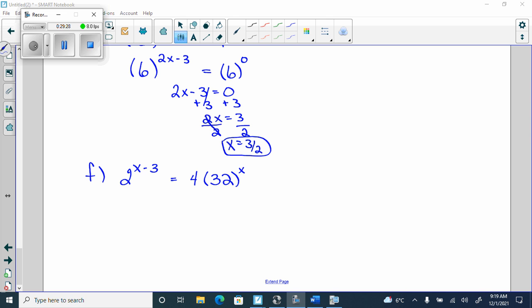What could we do, though? Because 4 and 32 have the same base. Yes, what base could they be? 2. Yes, good job. So we can make them all be base 2. 2 to the x minus 3. 4 is to the what? 1 currently, and so it's 2 to the 2. Yep. And 32 is 2 to the 5.